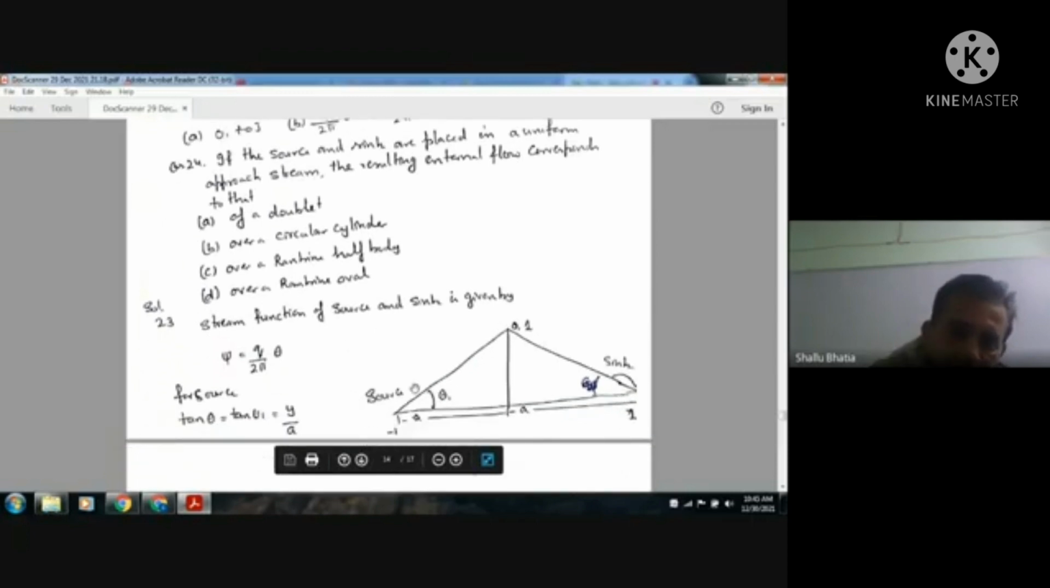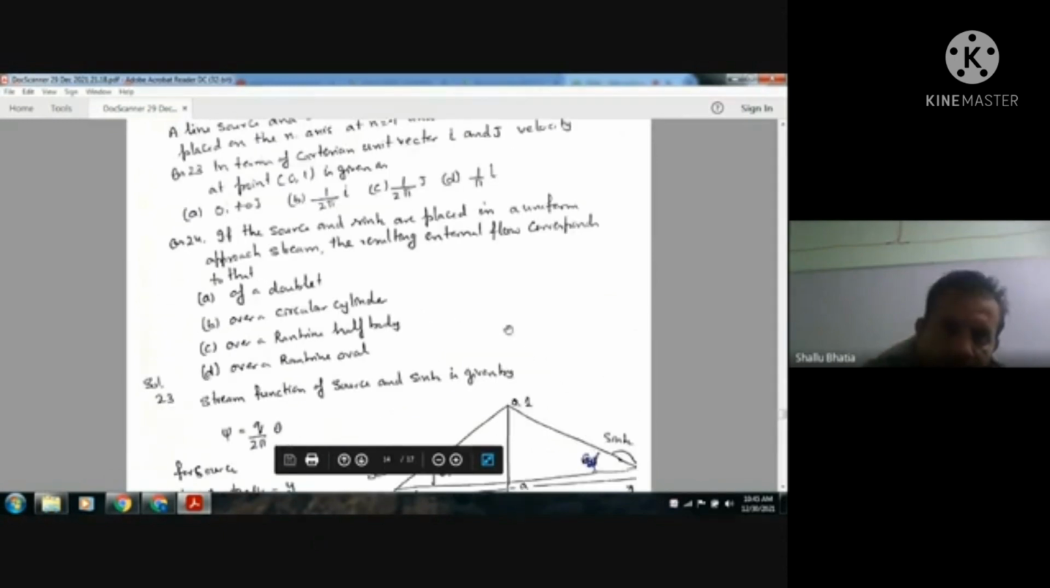Here, the source is placed at a distance -1 and the sink is placed at a distance 1. This is the point where we have to find out the velocity.